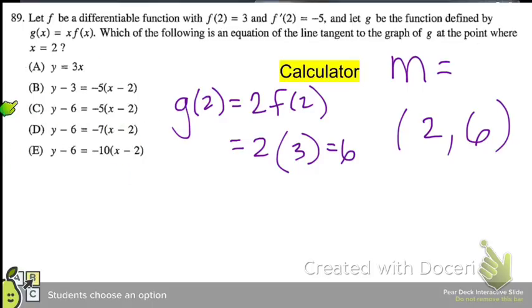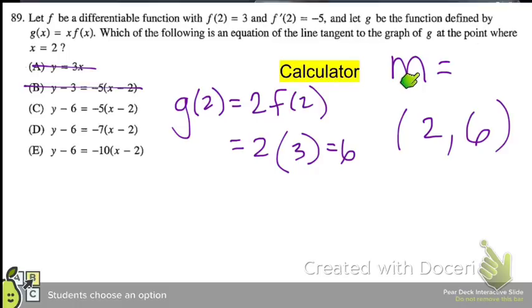If I look here at my answer choices, I guess it could be 3x if that ends up being my slope, but I kind of doubt that's what's going to happen. So here we have a point at 2, 3, so I don't think it's that one. Here we have a point at 2, 6. So I'm guessing it's either C, D, or E. So I'm just going to cross these off to keep it in the back of my head.